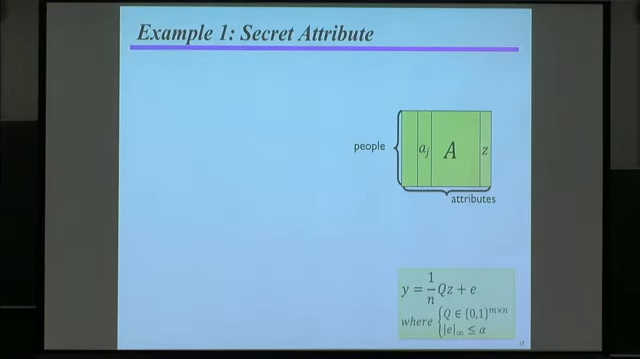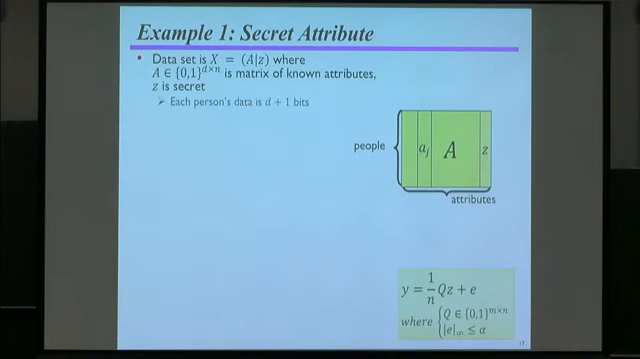One setting is where you've got a data set, much of which is public, or not necessarily public, but known to an attacker, where there's one attribute that the attacker doesn't already know, or that is considered sensitive. So imagine, for example, the data set consists of 2 parts: a matrix A consisting of d bits per person, which are known to an attacker a priori, and then Z, which is 1 bit per person that is secret. So now each person's data consists of d plus 1 bits.